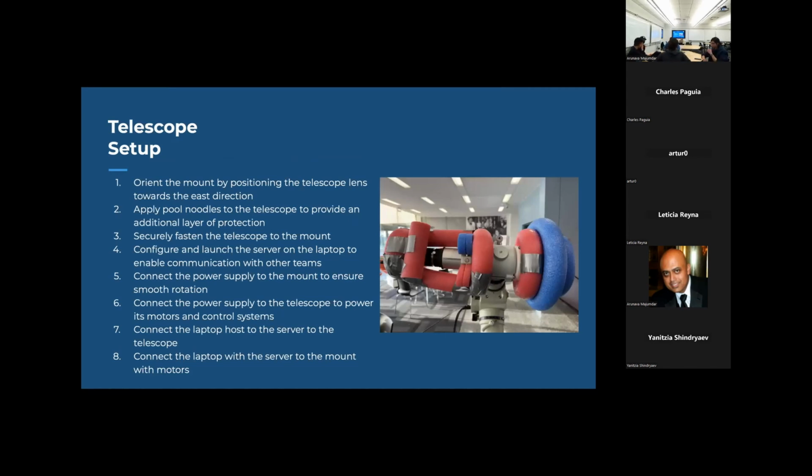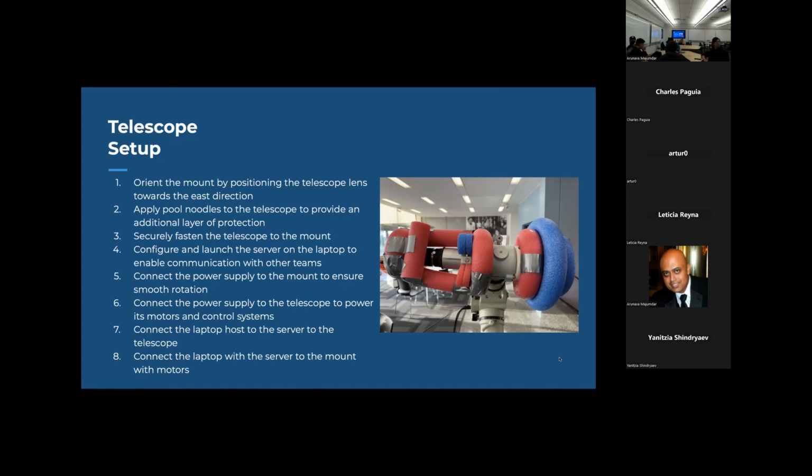Hello, my name is Arturo Ariola, and when it came to the telescope setup, we would mount it by positioning the telescope lens towards the east direction. We applied cool noodles to the telescope to provide an additional layer of protection, securely fastening the telescope to the mount, configuring and launching the server on the laptop to enable communication with other teams, connecting the power supply to the mount to ensure smooth rotation, while also connecting the power supply to the telescope to power its motors and control the system.